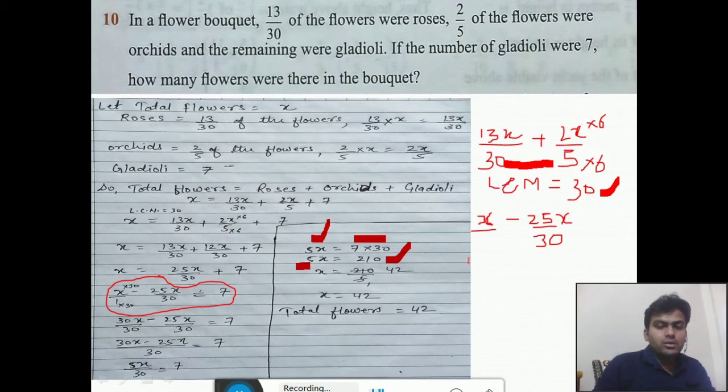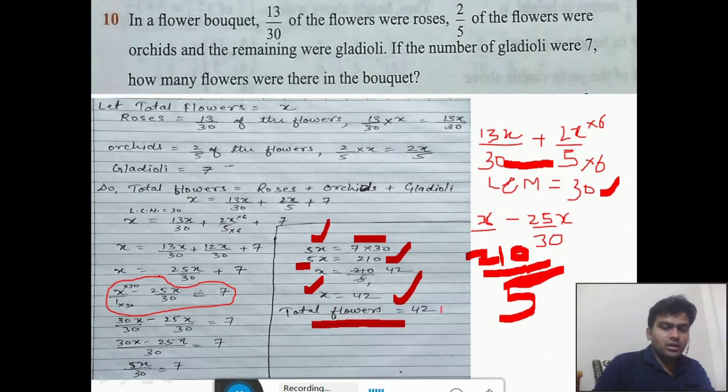So 210 upon 5, 210 upon 5 equals how much? 42. So the value of x is what? The number of flowers, or the total flowers, is equal to 42.